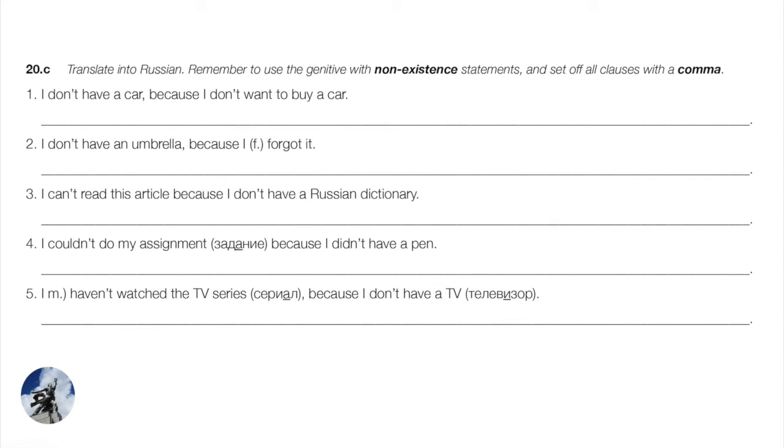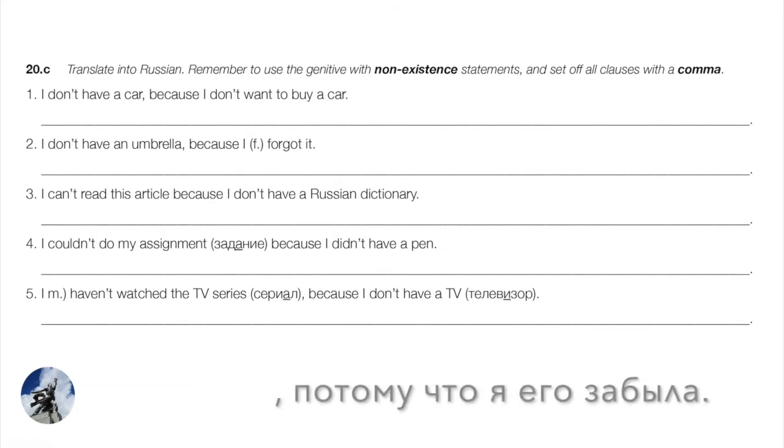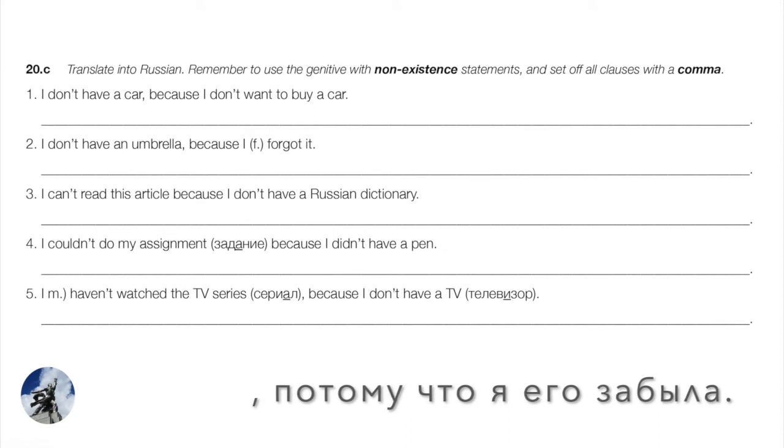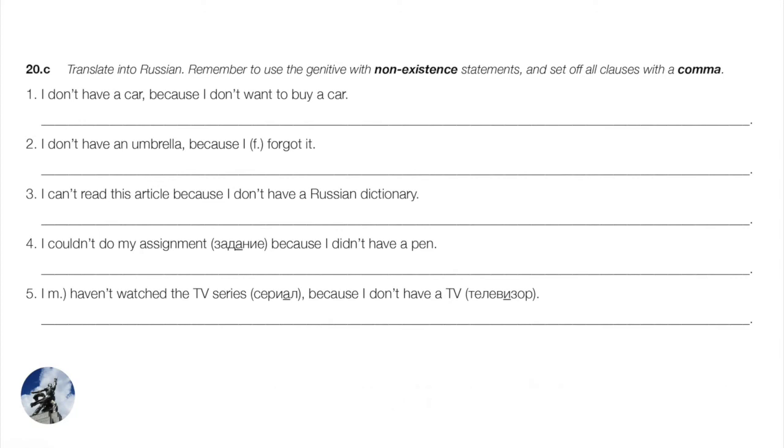Okay, number two, I don't have an umbrella. Зонт. How do we say there's no umbrella? Нет зонта. That's an end-stressed masculine noun. У меня нет зонта because I forgot it. Потому что я. What would the it be? We need the accusative of он, referring to зонт, and that'll be его. У меня нет зонта, потому что я его забыла. Note the feminine. Я забыла. Забыть, past tense, we get забыл, and then feminine забыла.